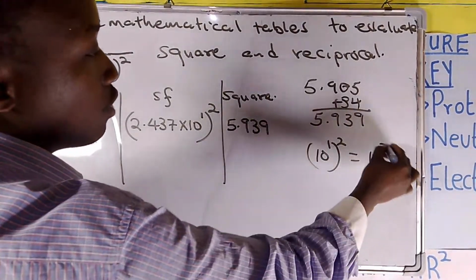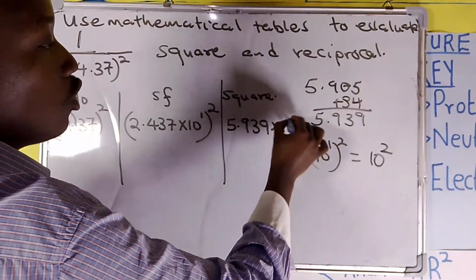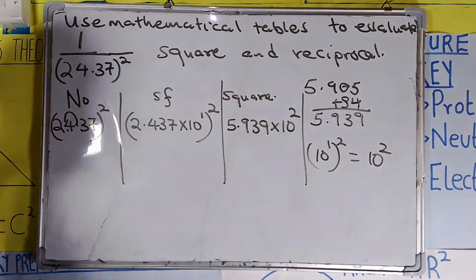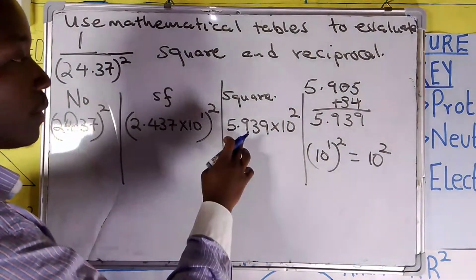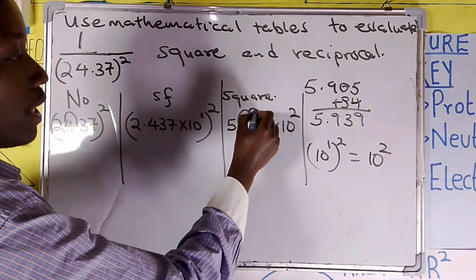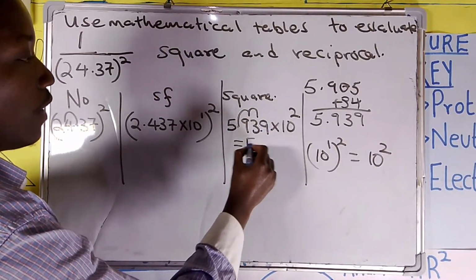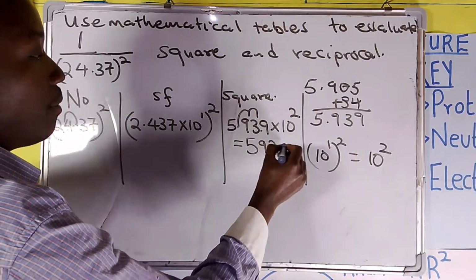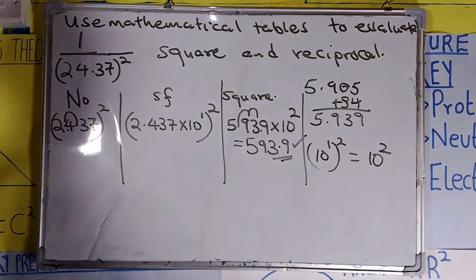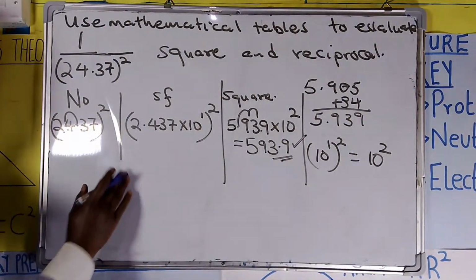10 to power 1 squared, 1 times 2 is 2, so it will be equal to 10 to power 2. So we are finally going to get this as times 10 to power 2. Our decimal will be taken to the other side, and it will be equal to 593.9.